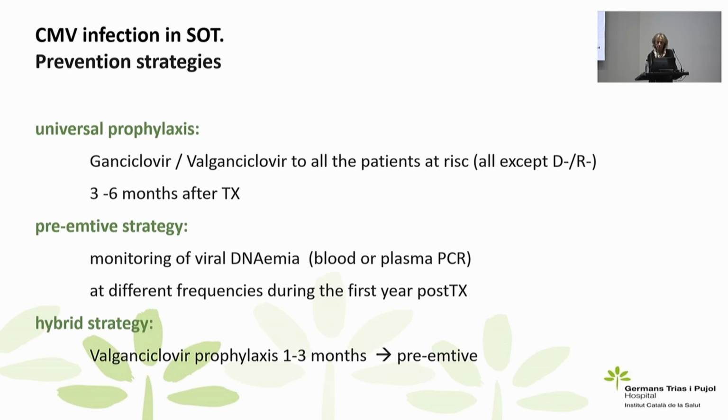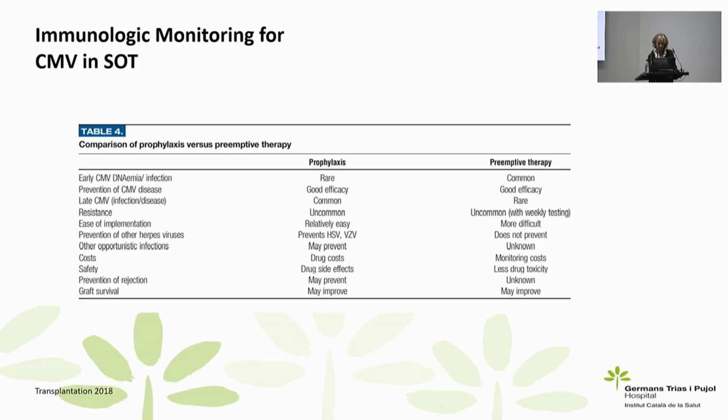What's universal prophylaxis? We give a patient ganciclovir or valganciclovir to all the patients at risk for 3 to 6 months, depending on the scheme you use. And the preemptive strategy means monitoring the viral load in blood or plasma, and just treat when the patient gets viremic. And the hybrid strategy means doing first prophylaxis and later the preemptive treatment.